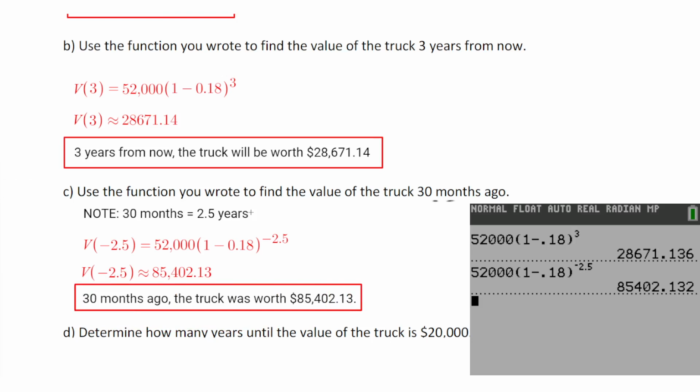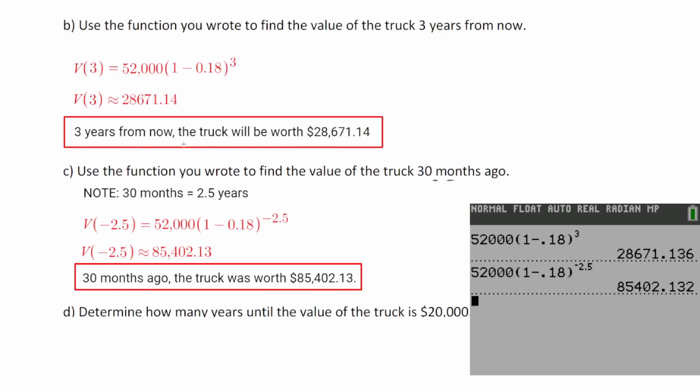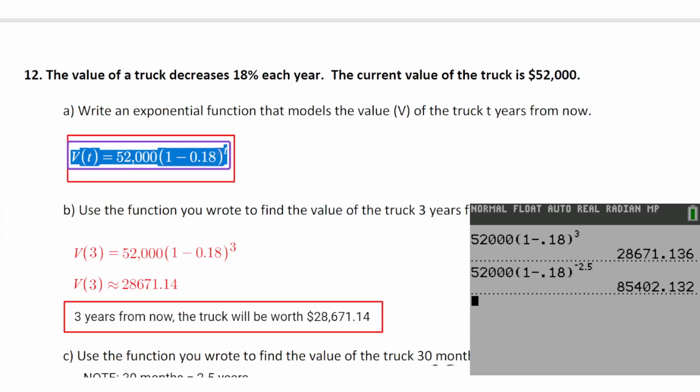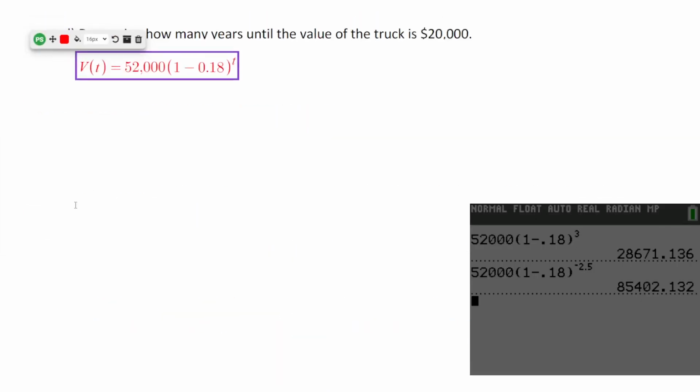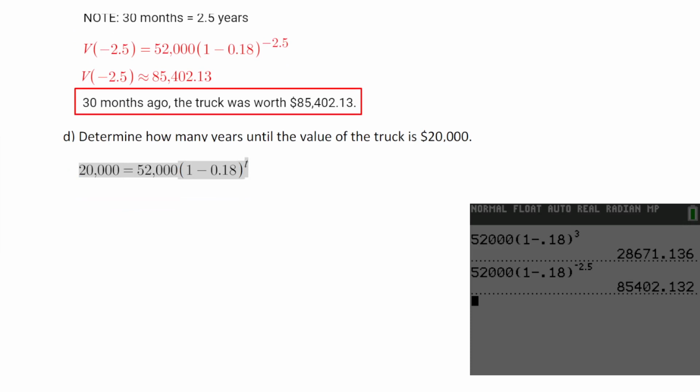Okay. Part C, determine how many years until the value of the truck is $20,000. Not sure why these Y's are getting cut off there. They look like V's. But anyway, in this case, we're going to use this function. But instead of substituting in a number for t and finding v, we're going to go the other direction. We're going to substitute this value for v. So the value is going to be $20,000. And we're going to solve for t here. We're going to do a little bit of algebra, and then we'll throw in the final computation into the calculator.